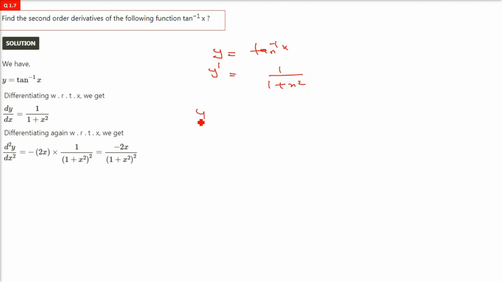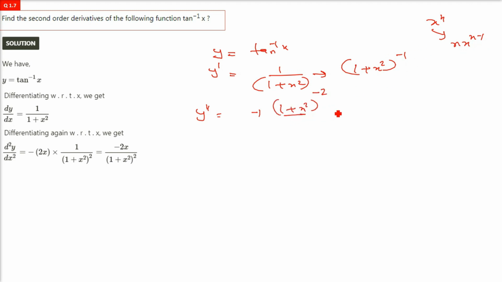Now y double dash, that is the double differentiation. Now you can do two things. Either you can use the quotient rule or you can make it simpler, because anything which goes up, the power sign will be negative. So 1 plus x square, when it goes to the numerator, will have a negative sign. And you know x to the power n differentiation is n x to the power n minus 1. So minus 1 plus x square to the power minus 1 minus 1, minus 2 you can write.